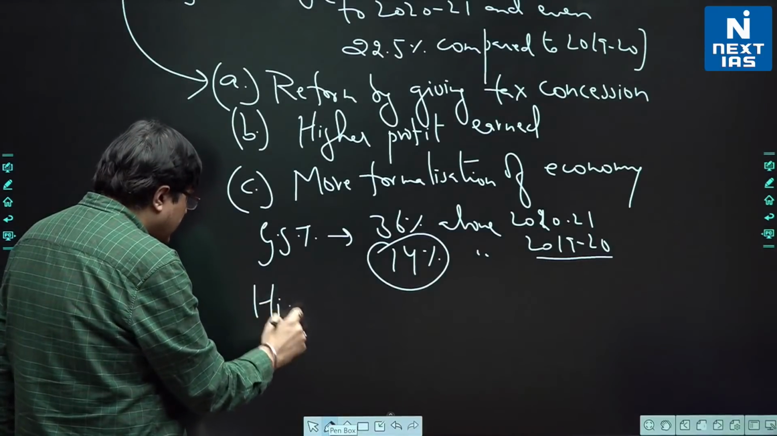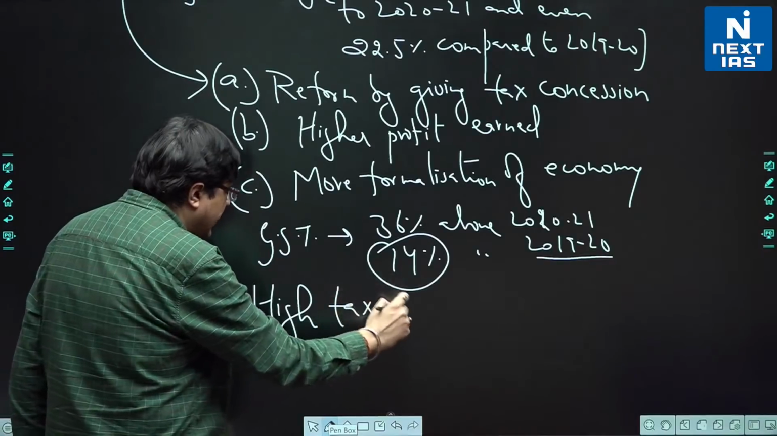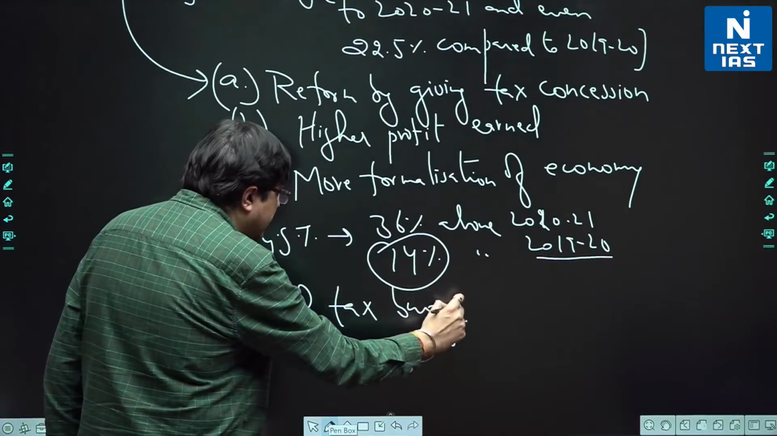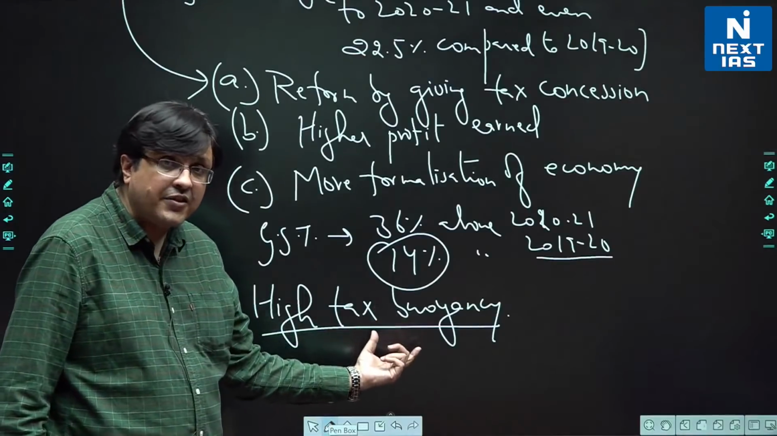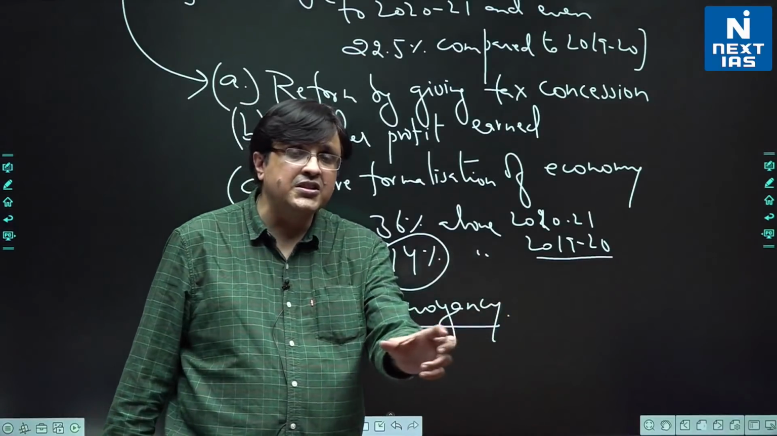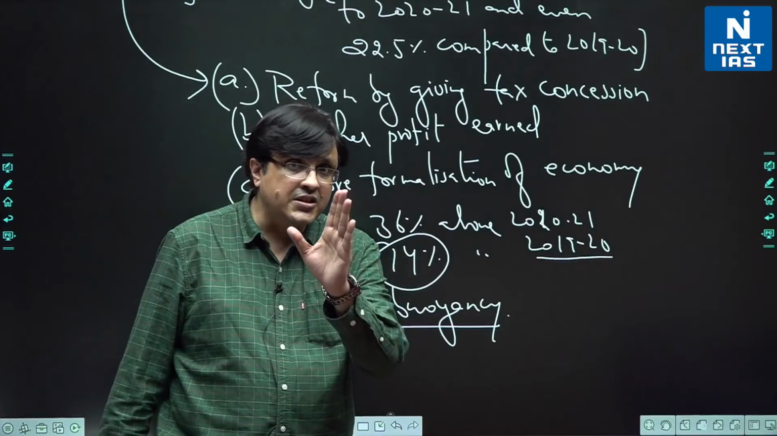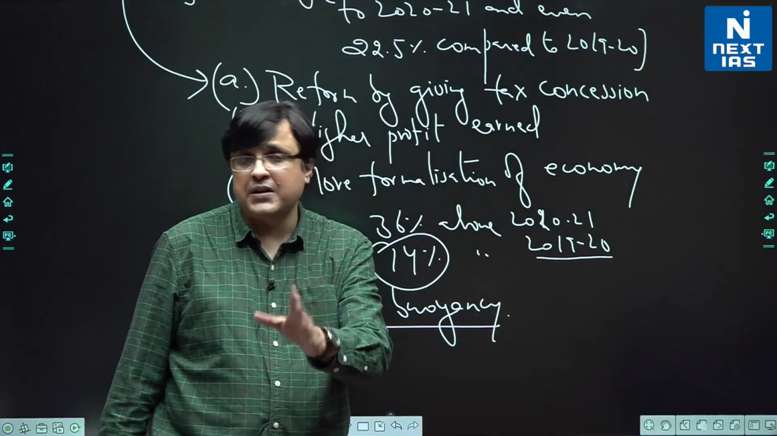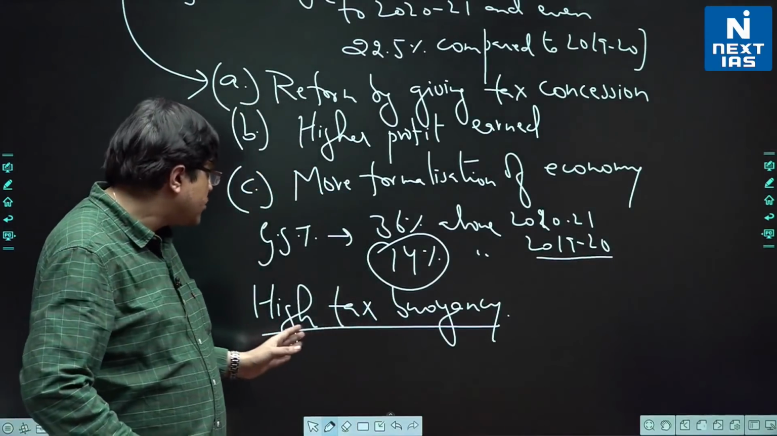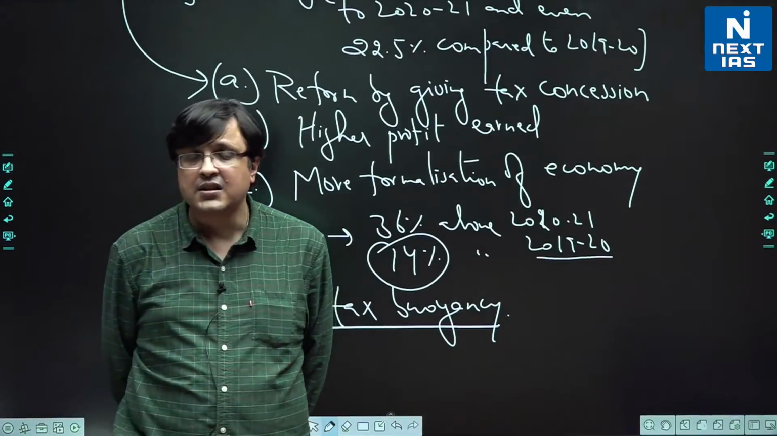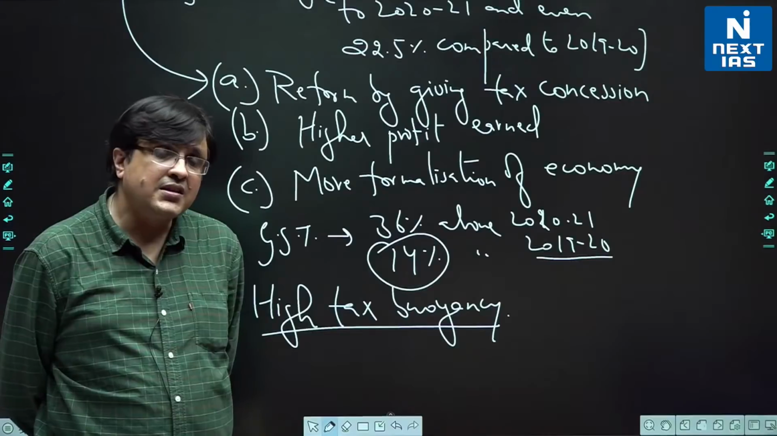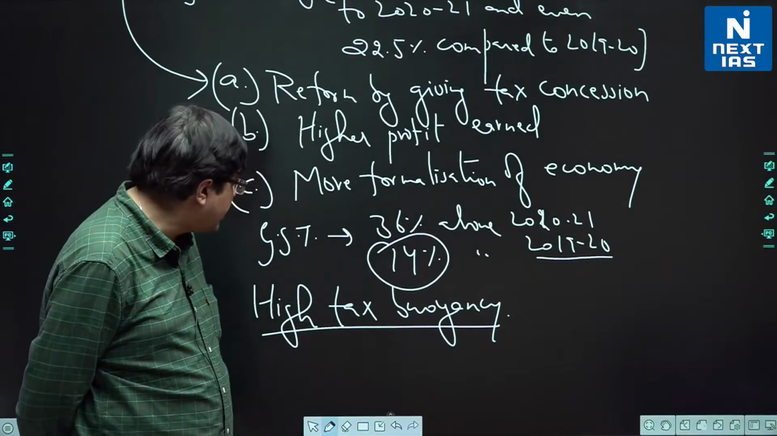High tax buoyancy. Again, if you recall our budget lecture, you will recall I had explained this to you: percentage change in tax revenue compared to percentage change in GDP. So high tax buoyancy is another thing that the survey has recorded.